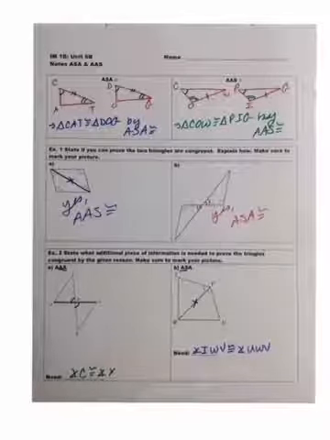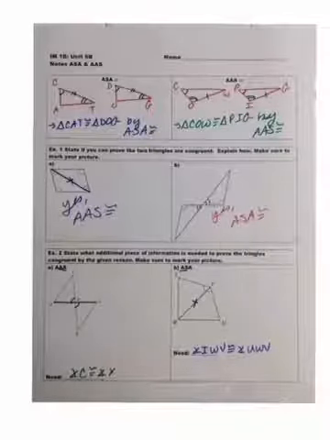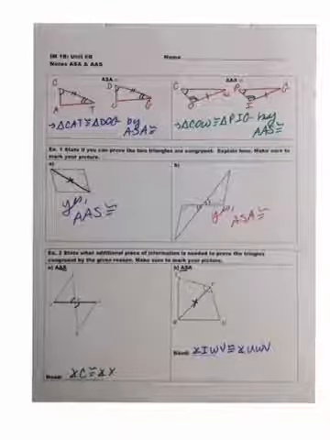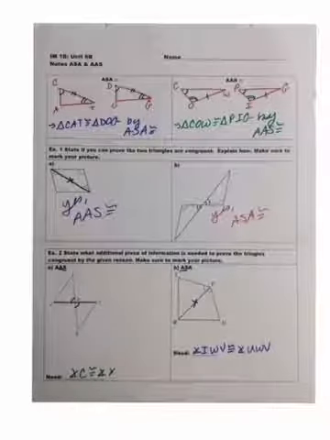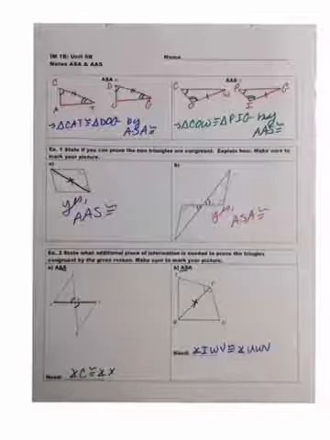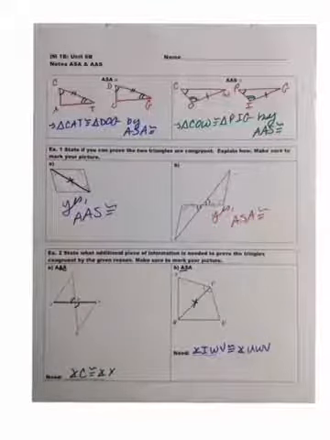Alrighty, my darlings, we are on to our second set of proving congruent triangle notes. Today, this afternoon, same day, we are looking at ASA and AAS. So angle, side, angle, and angle, angle, side.